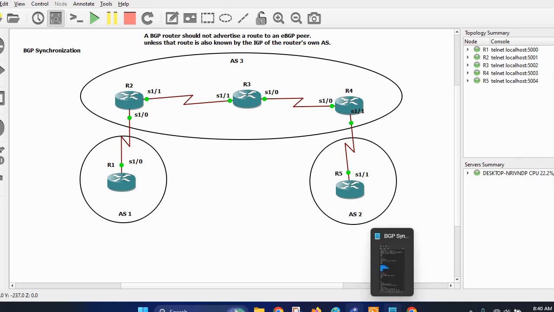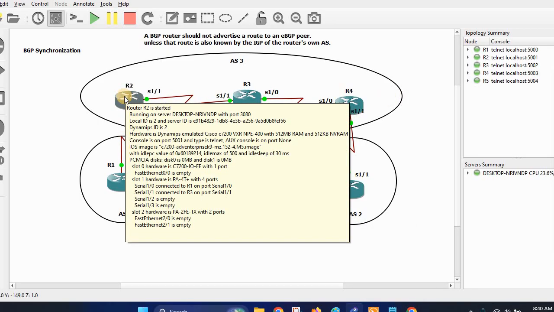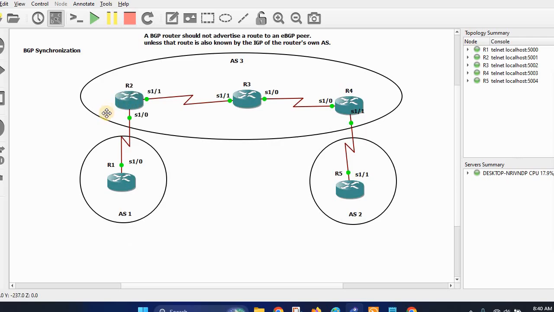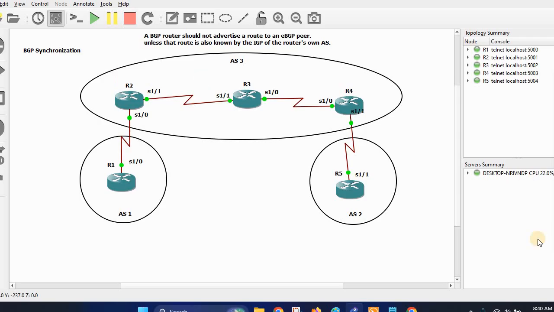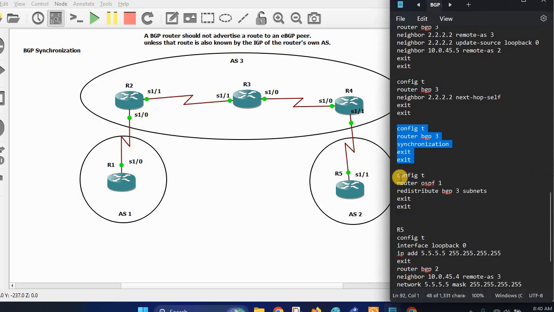So we will redistribute OSPF into BGP on R1 and R4. In OSPF we will redistribute BGP, meaning if the OSPF network has a BGP route available, it will be reachable. So this is the configuration. I have already done it: go to OSPF and redistribute BGP.